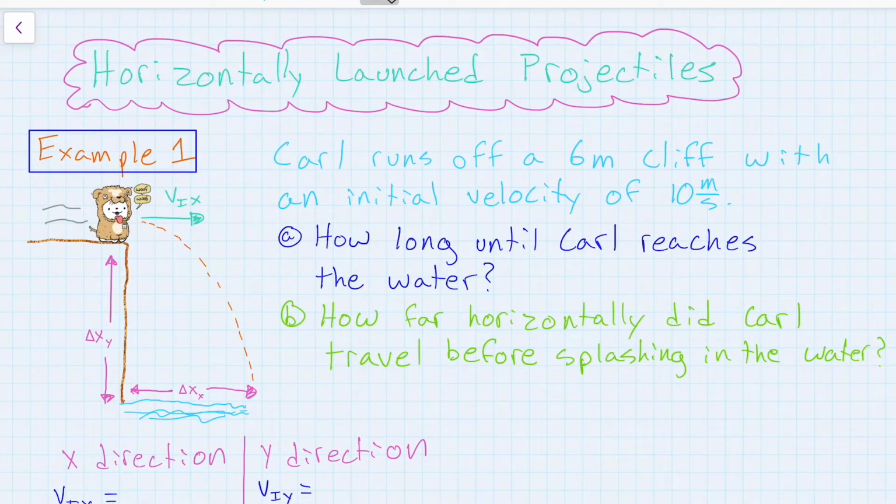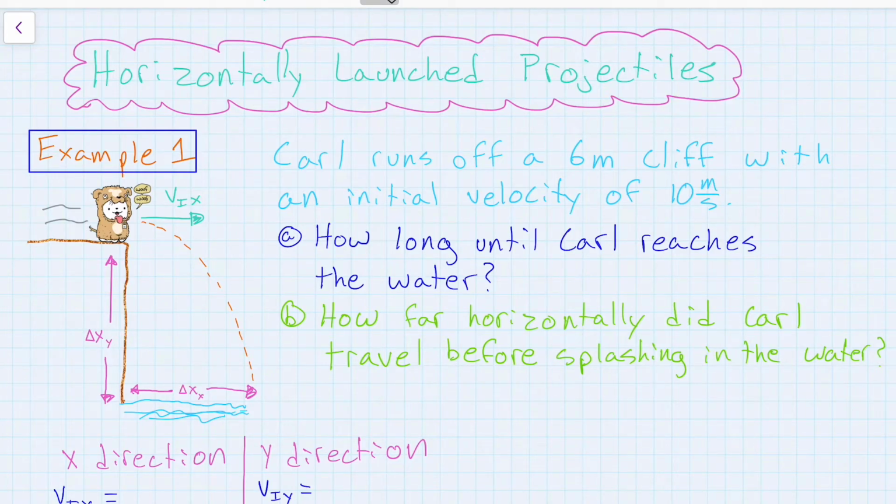We are ready to start an example problem for horizontally launched projectiles. So go ahead and pause the video so you can copy down the problem itself, as well as draw a diagram for the problem. So to start, here's the example. Carl runs off a 6-meter tall cliff with an initial velocity of 10 meters per second. We want to figure out how long it takes until Carl reaches the water, and then for B, how far horizontally did Carl travel before splashing into the water.